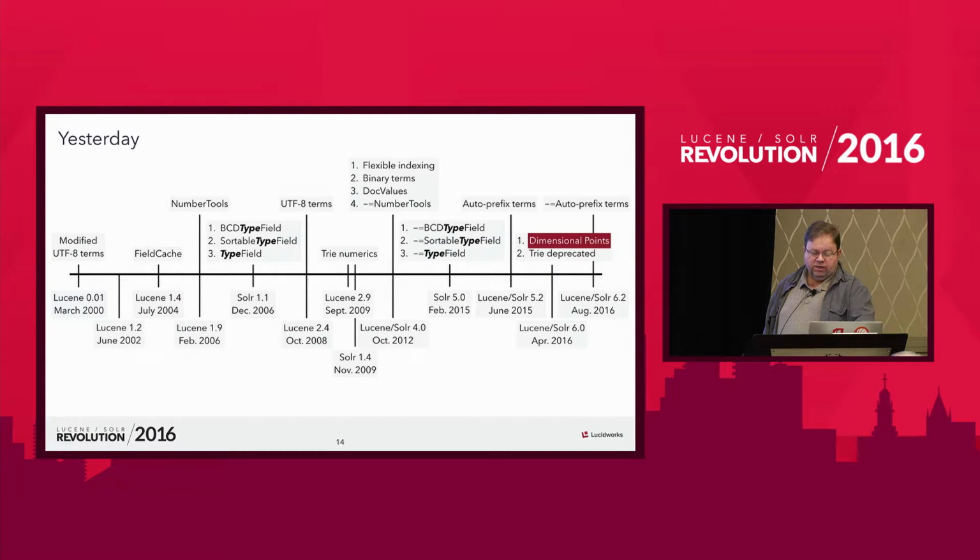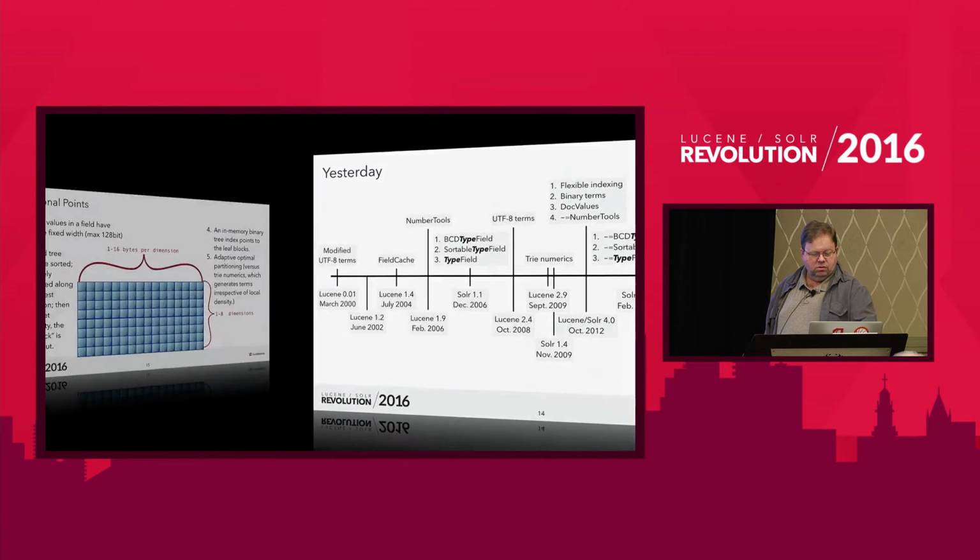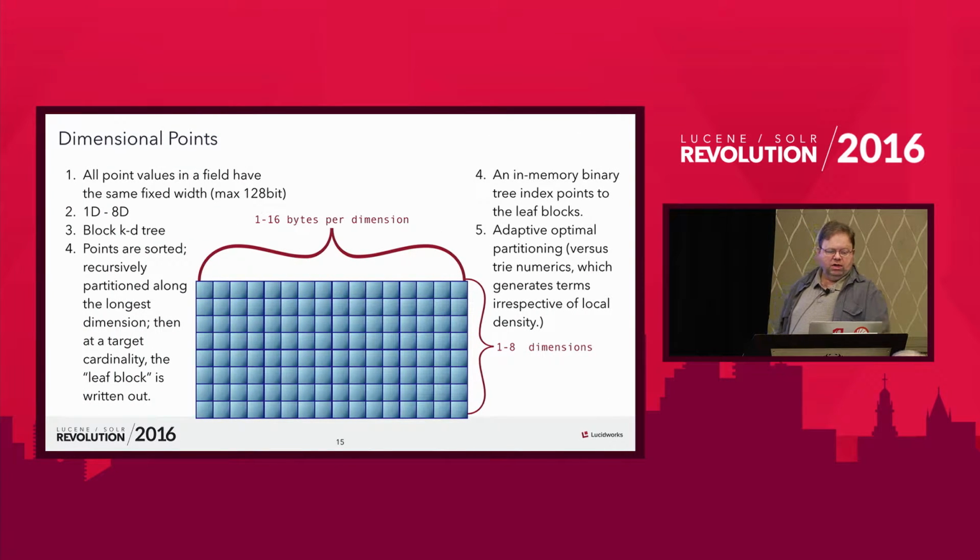So finally, dimensional points. These were introduced in Lucene Solr 6.0 just a few months ago. What are they? This is my crude attempt at a representation of what the maximal capacity of a point is. Each one of those squares represents a byte, and that could be a single point, because points can have up to 8 dimensions, and each dimension can have up to 16 bytes.